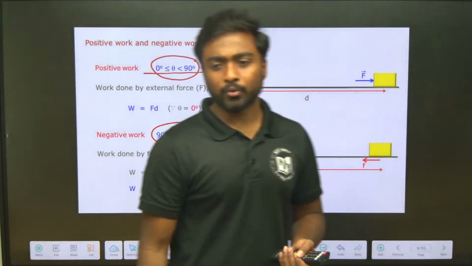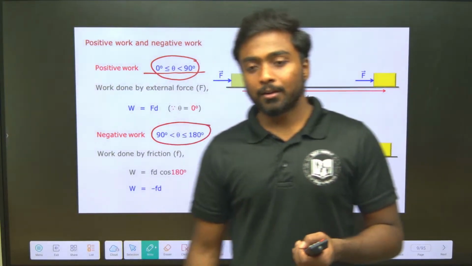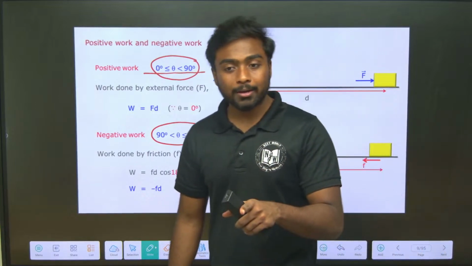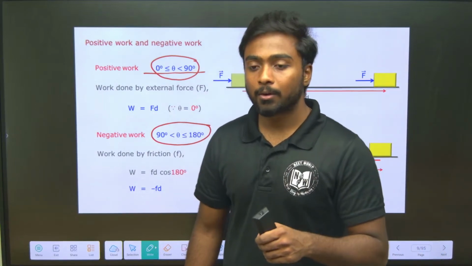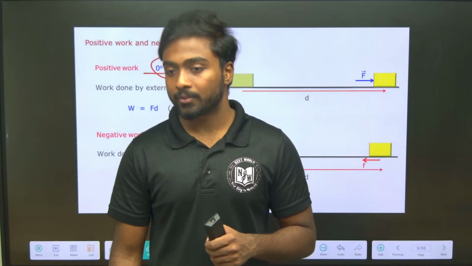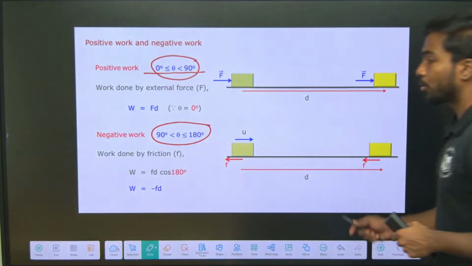So what about 0, sir? When the angle is exactly equal to 90, I can say the work done equals 0, right? Yes, you can take a note of this. We'll go for the next.